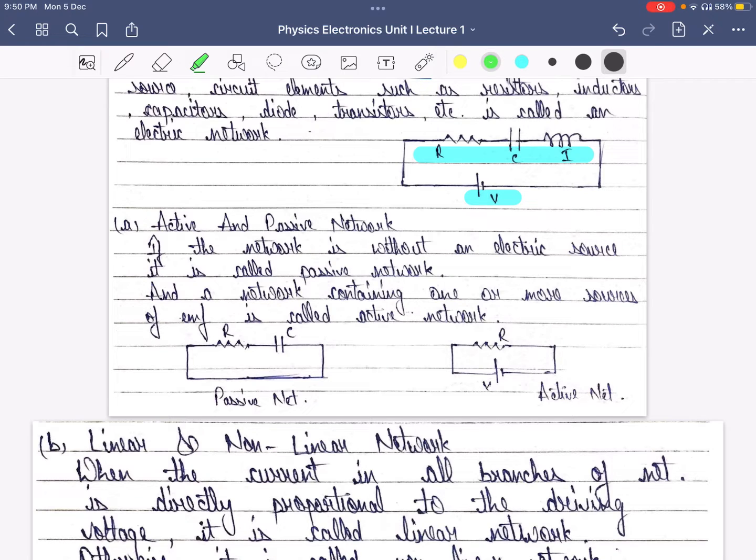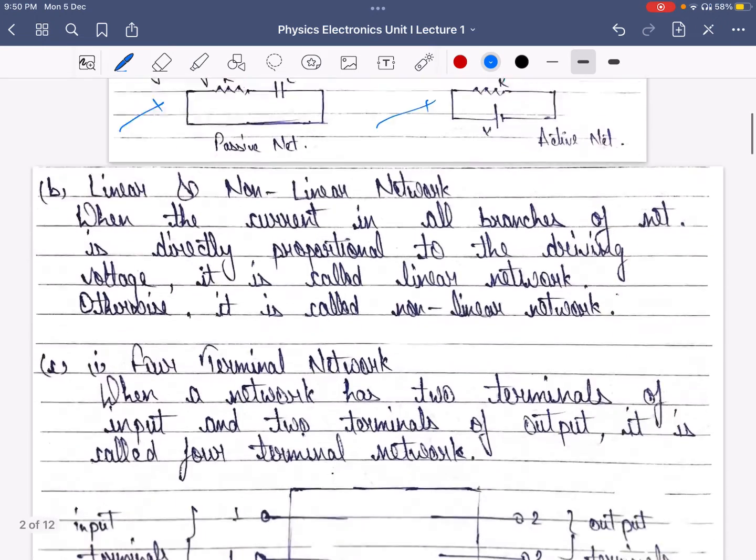Now network can be of various types. The first one is active and passive network. So, if a network has one or more sources of EMF present in it, it is an active network. Otherwise, it is a passive network, as you can see here in the diagrams below.